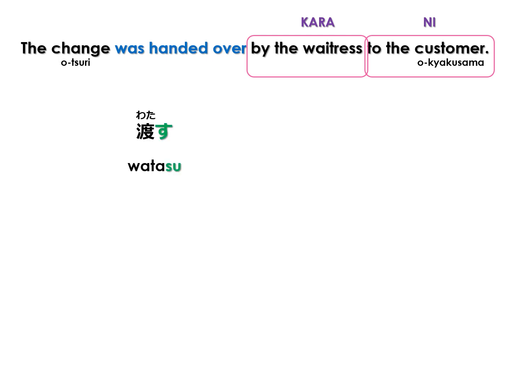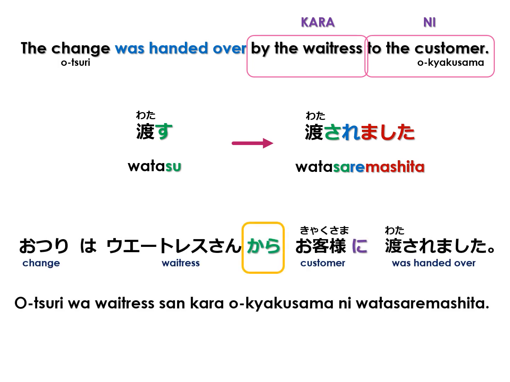To hand over is watasu, and its passive past tense formal is watasaremashita. And so the Japanese sentence becomes: otsuri wa waitress-san kara okyakusama ni watasaremashita.